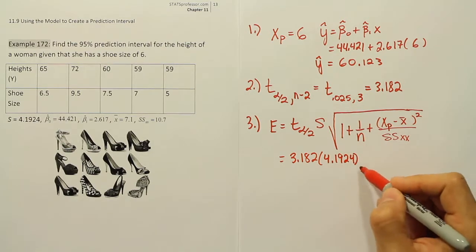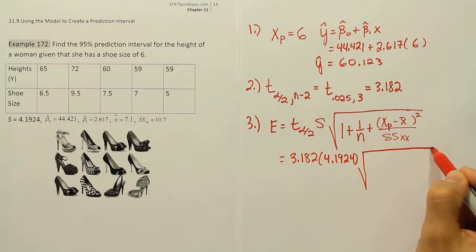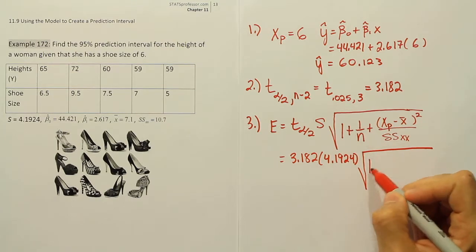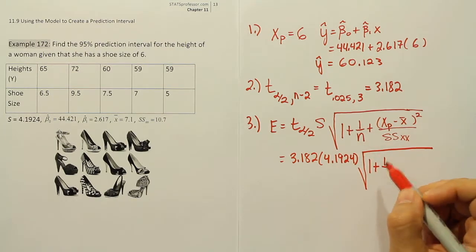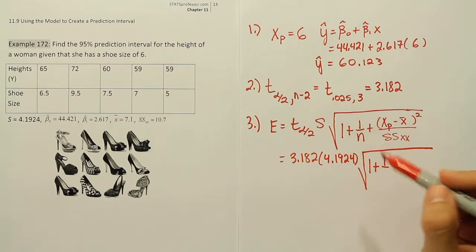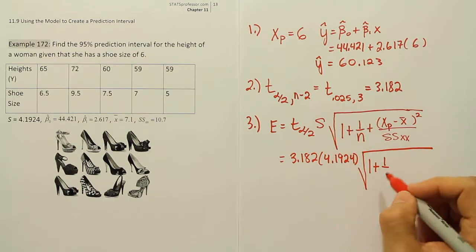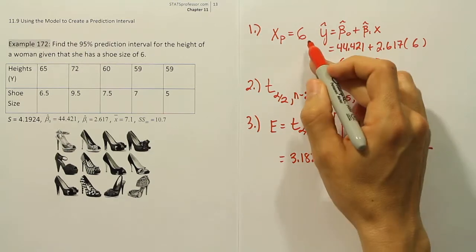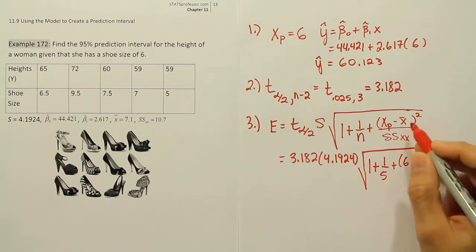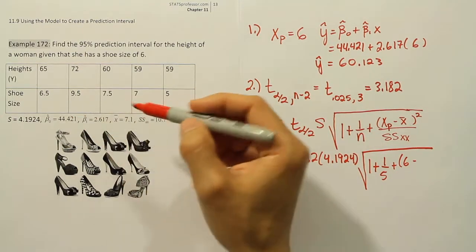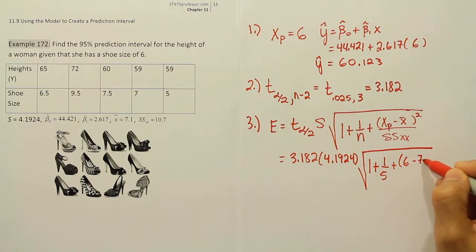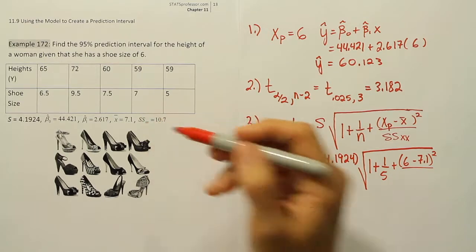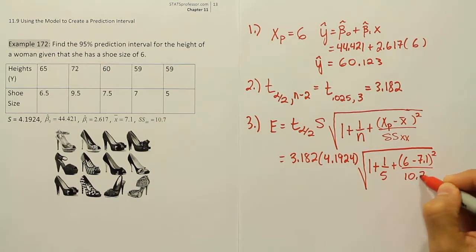4.1924 times the square root of 1 plus 1 over n. Remember that our n was 5, we took 2 away before to get 3, but it's 1/5 here. And then we'll have plus the xp, that's going to be 6 in our problem, minus the sample mean. The sample mean is given to us here as 7.1. And we'll square that and then divide by the value SSXX, which is 10.7 for this problem.